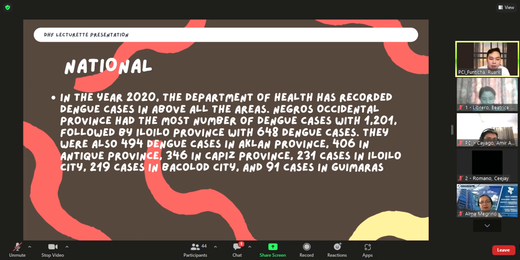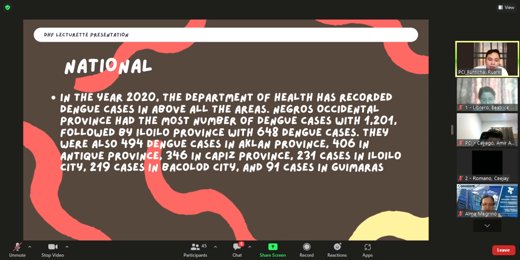all the areas. Negros Occidental province had the most number of dengue cases with 1,201, followed by Iloilo province with 648 dengue cases. There were also 494 dengue cases in Aklan province, 406 in Antique province, 346 in Capiz province, 231 cases in Iloilo, 219 cases in Bacolod City, and 91 cases in Guimaras.